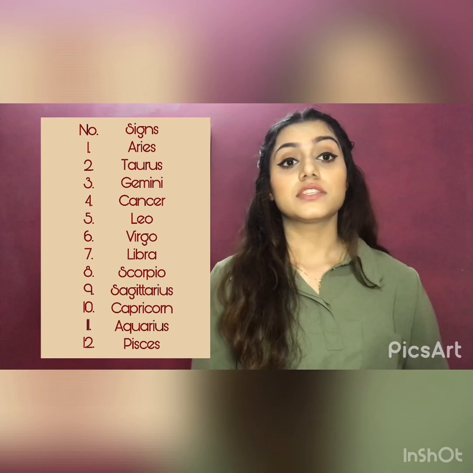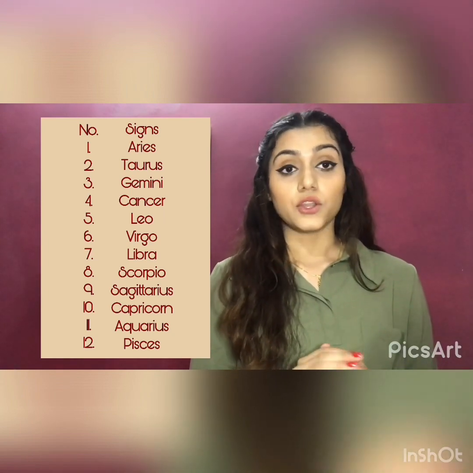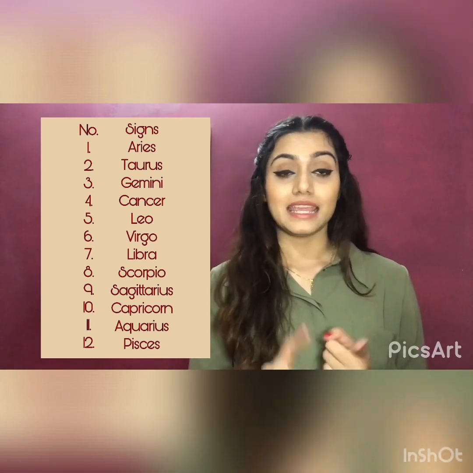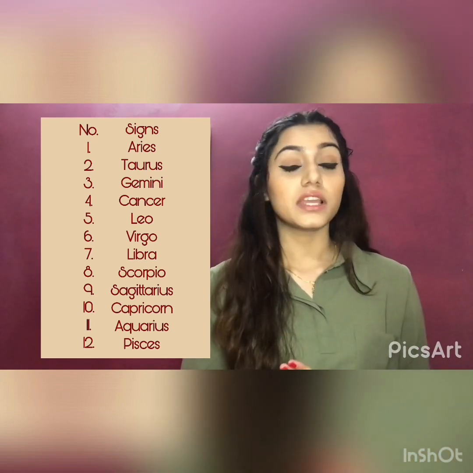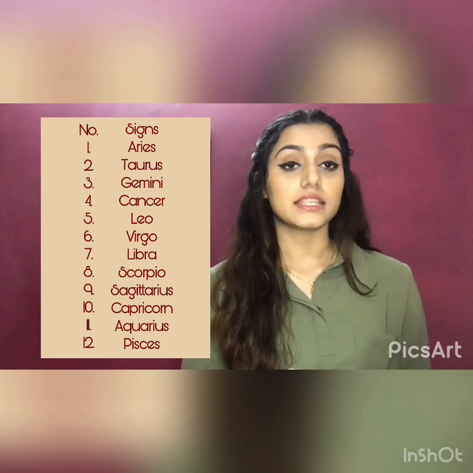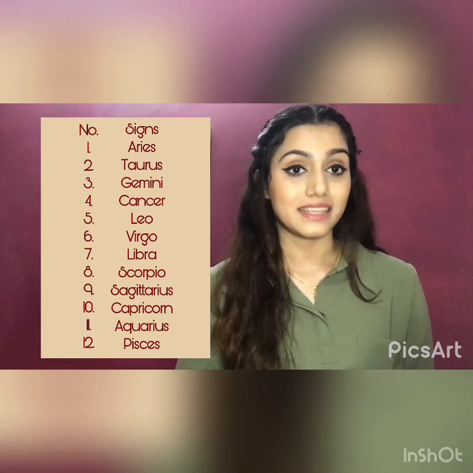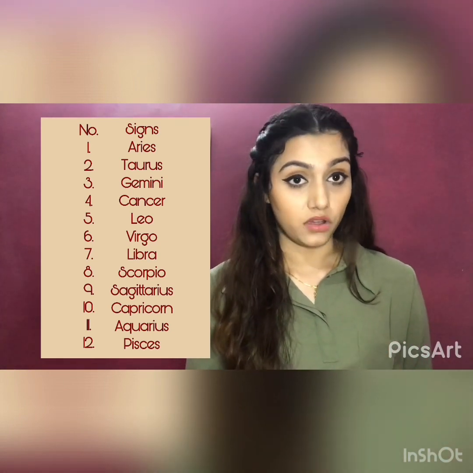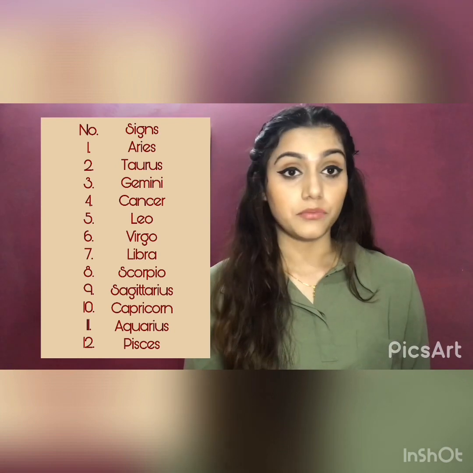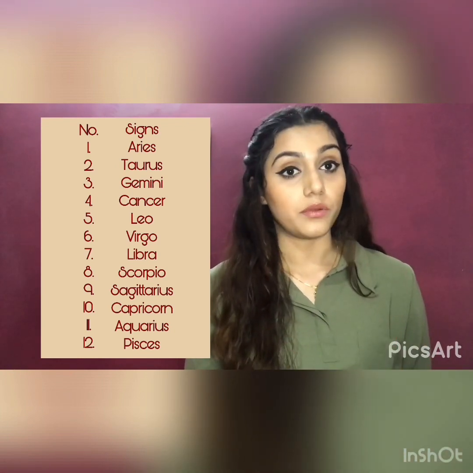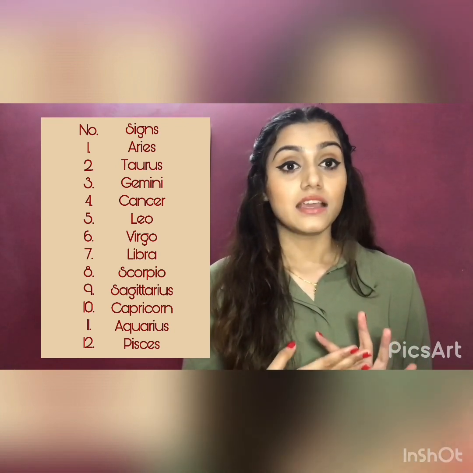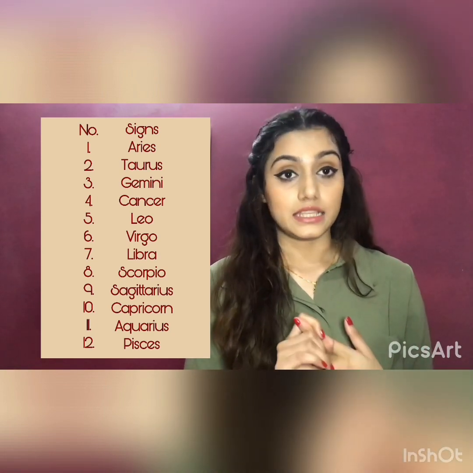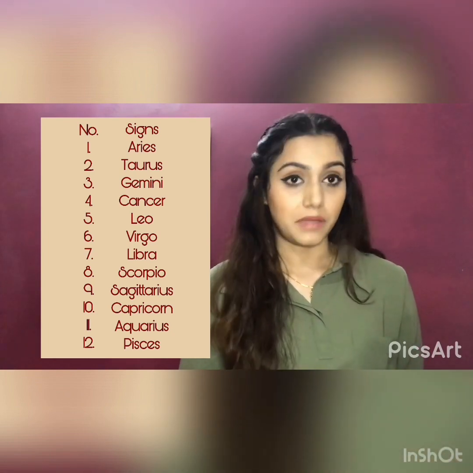There are 12 zodiac signs in astrology and all these signs are given a certain number. Number 1 is Aries, number 2 is Taurus, number 3 is Gemini, number 4 is Cancer, number 5 is Leo, number 6 is Virgo, number 7 is Libra, number 8 is Scorpio, number 9 is Sagittarius, number 10 is Capricorn, number 11 is Aquarius, and number 12 is Pisces.